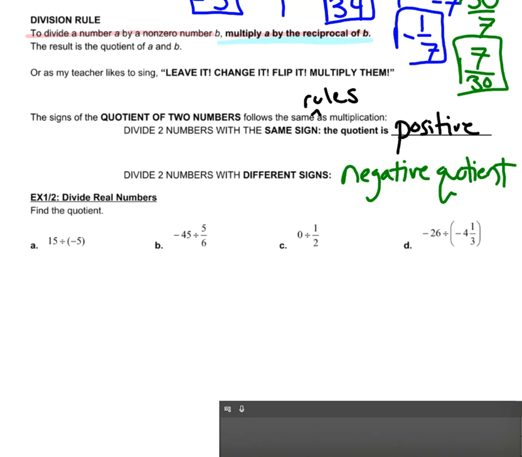Okay. We just learned two things. One, all about those signs. Two, to divide, multiply by the reciprocal. So, let's do some examples. Example A, find the quotient of 15 divided by a negative 5. So, our rules to divide are to leave, or you might call it keep. I like keep. Keep, change, flip.